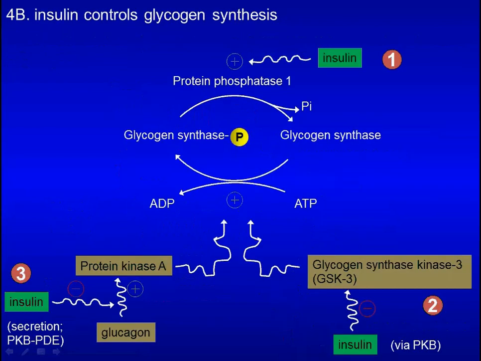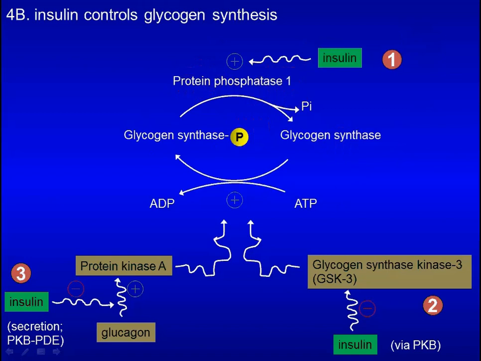This slide summarizes three mechanisms by which insulin controls glycogen synthesis. As you may recall, unlike most enzymes, glycogen synthase is active without phosphorylation. The enzyme is inactive upon phosphorylation. Protein phosphatase 1 activates glycogen synthase by dephosphorylation. The first mechanism is that insulin activates glycogen synthase by activating protein phosphatase 1.